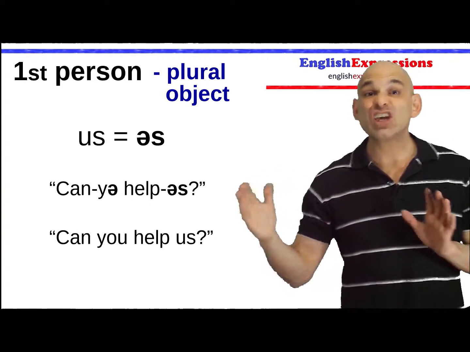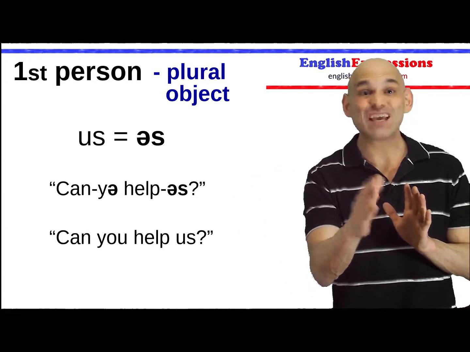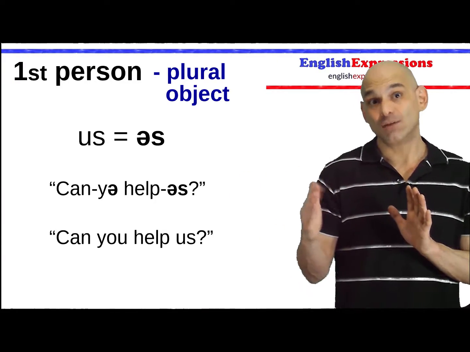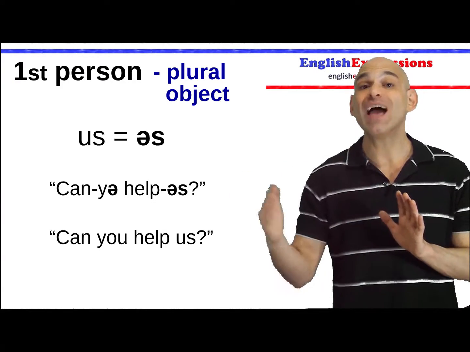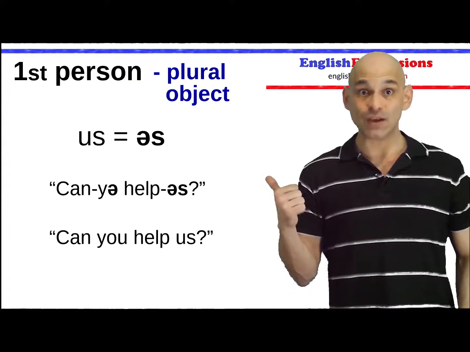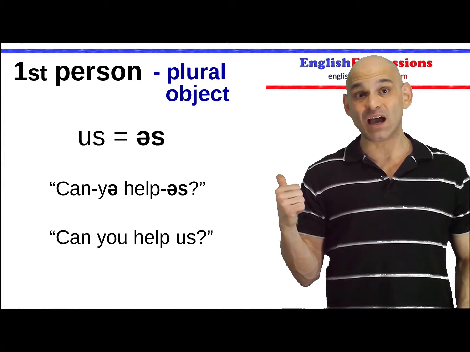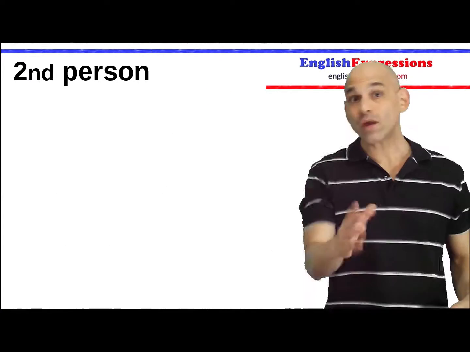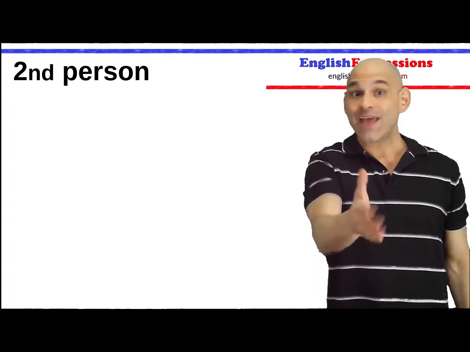Okay, now, notice, can you? Native English speakers don't say you, and we'll study that next. Can you? Okay, they use schwa instead of oo. Can you help us? And notice how the P in help links on to the schwa in us. Can you help us?